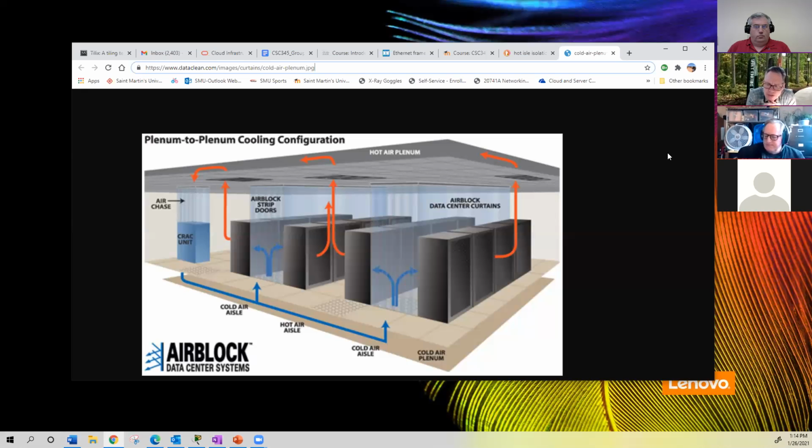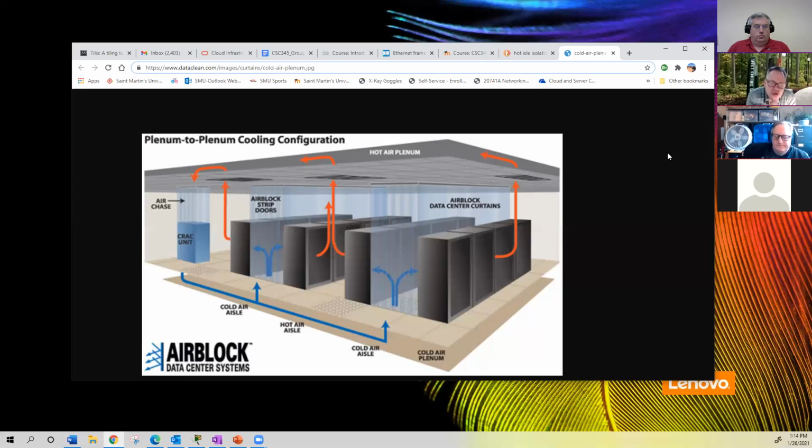Usually it comes out around 67 degrees. It's heated up 30 degrees, so around 90-some degrees to 100 degrees, and then it's blown out the back. In this case, this is what's called a closed loop. All right, so a closed loop where there's no new air being introduced into the system. It's a closed loop. Hot air is being cooled.